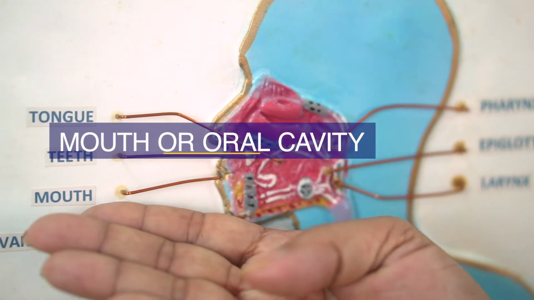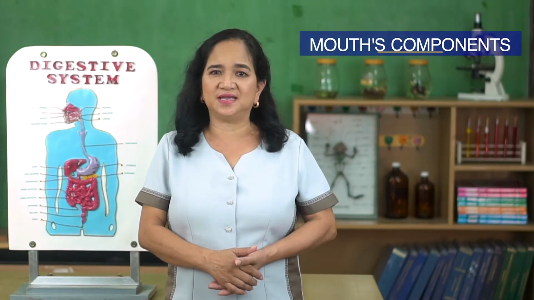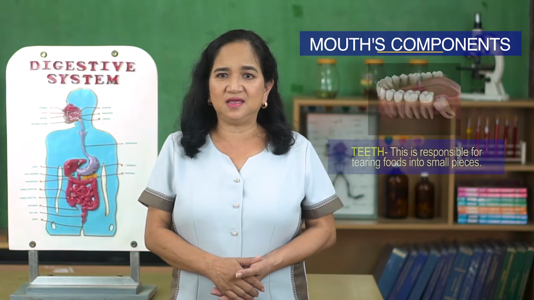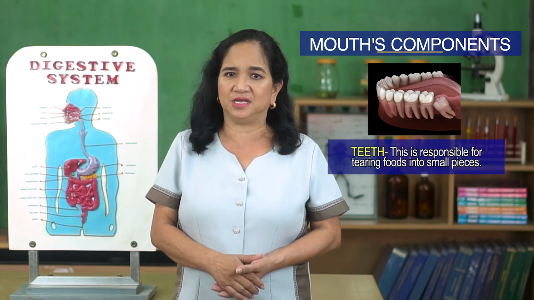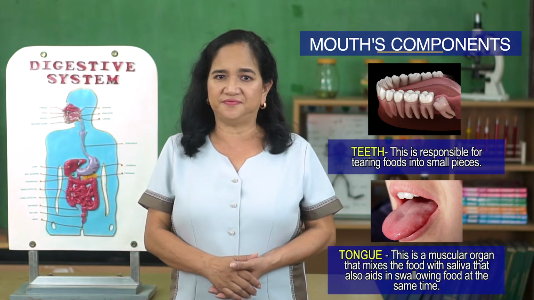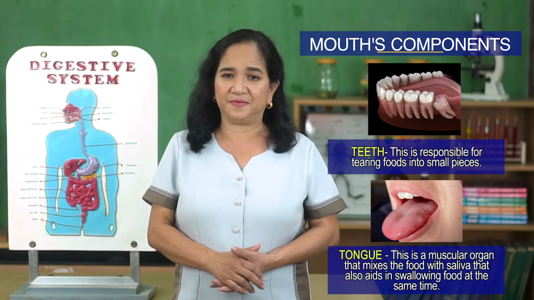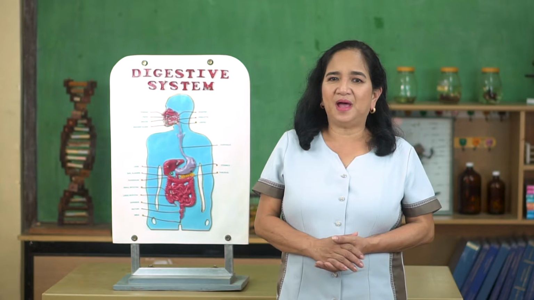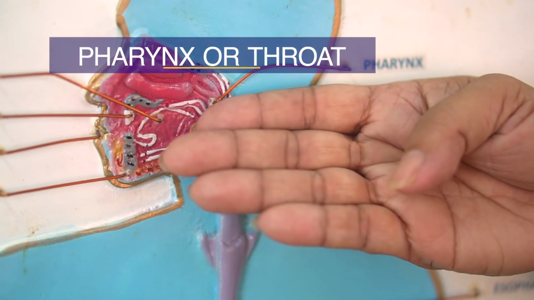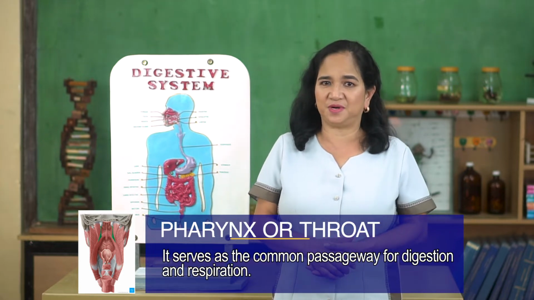The organs of the alimentary tract include the mouth or oral cavity, where the digestion begins. The mouth comprises the following structures: the teeth, which are responsible for tearing foods into small pieces; the tongue, which is the muscular organ that mixes the food with saliva, that also aids in swallowing food at the same time. Meanwhile, the pharynx or throat serves as the common passageway for digestion and respiration.